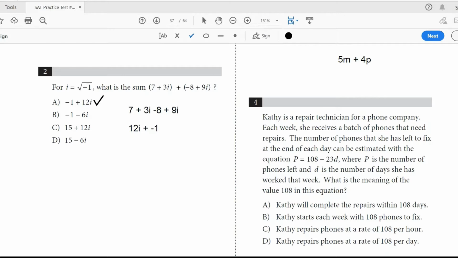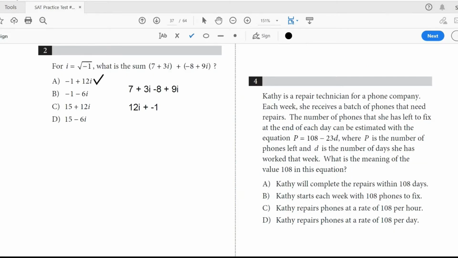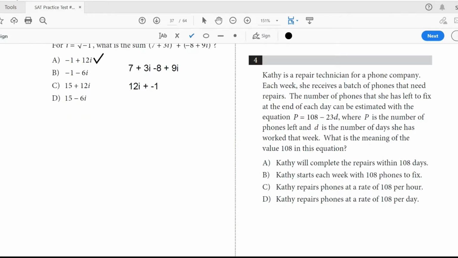The next question is about Kathy. Kathy is a repair technician for a phone company, and each week she receives a batch of phones that need to be repaired. The number of phones that have to be fixed at the end of each day can be estimated with P equals 108 minus 23D, where P is the number of phones left and D is the number of days that she has worked that week. What is the meaning of this number here?